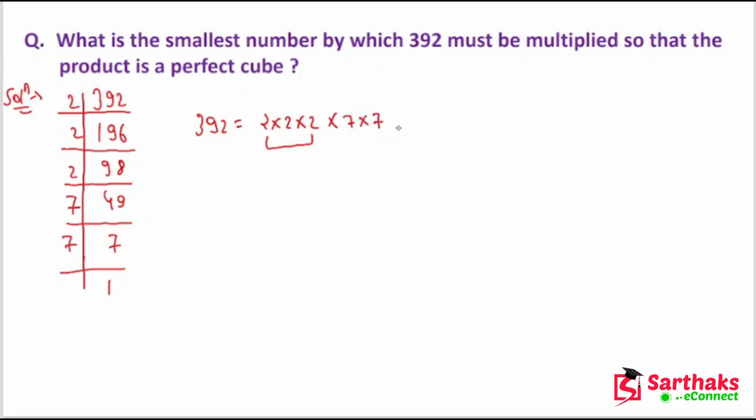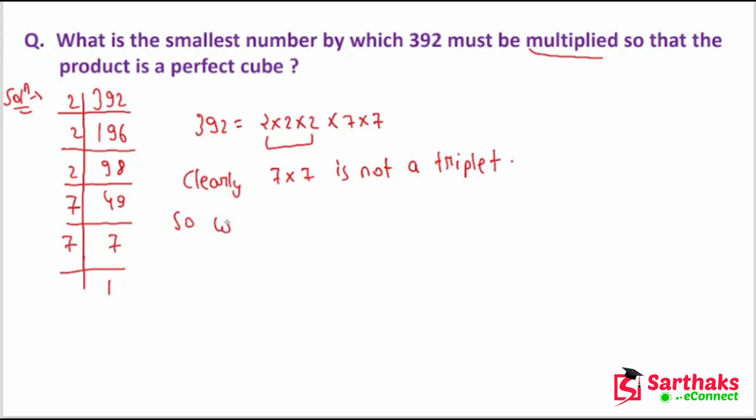So there needs to be one more 7, or these two 7's have to be removed. But since the question is asking for multiplication, we should add one more 7. That is, we should multiply the number by 7. So we'll be adding this one more 7 to these, right? Clearly 7 into 7 is not a triplet, so we are short of a 7.